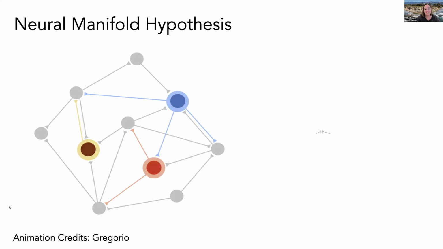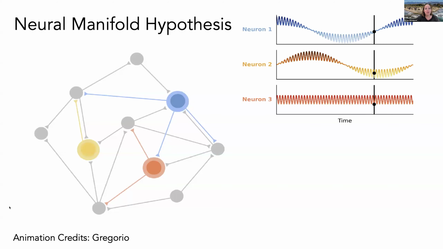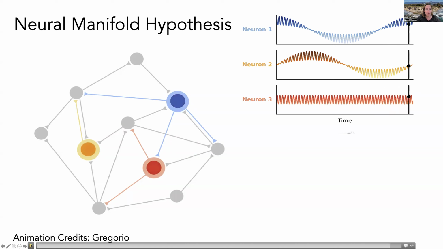This hypothesis states that the electrical activity of neurons is very structured, and so structured actually that it forms a manifold in the following sense. Imagine you have a neural network like this one with neurons that are firing. You can plot the time series of the firing rates of these neurons. Here we are plotting 3 time series of the firing rates of neurons.